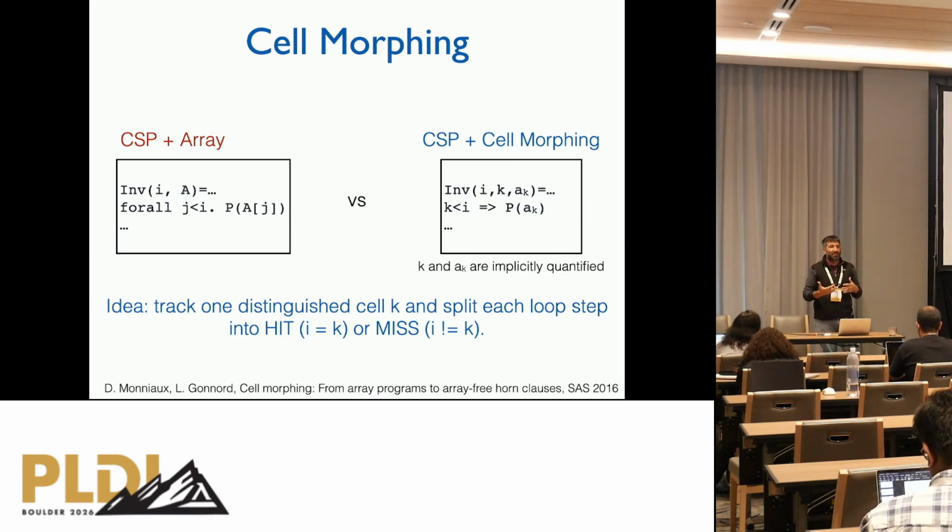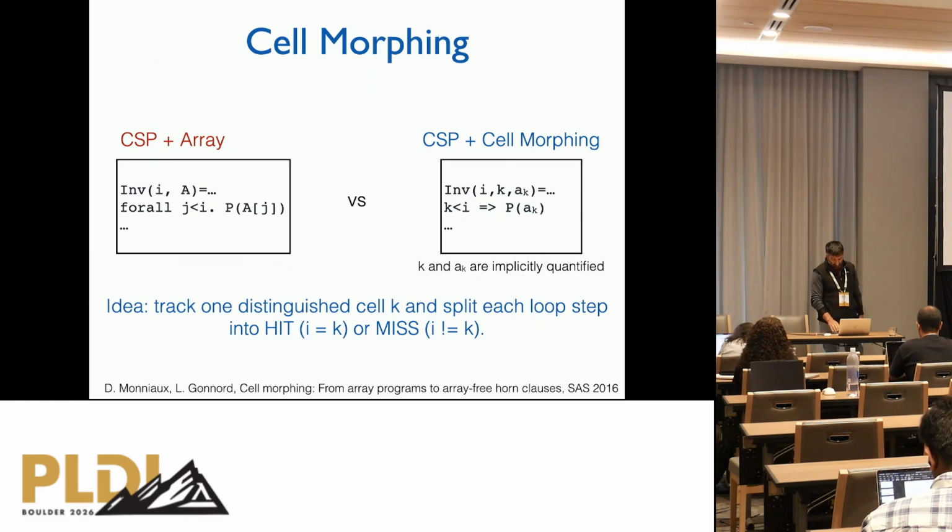And now we use this as a free variable, so we quantify implicitly over them, and we do the verification with them. So it's like thinking about indices in a way that we have a uniform property. So the idea is to track one distinguished cell and then split the loop whether we are in this case or not.